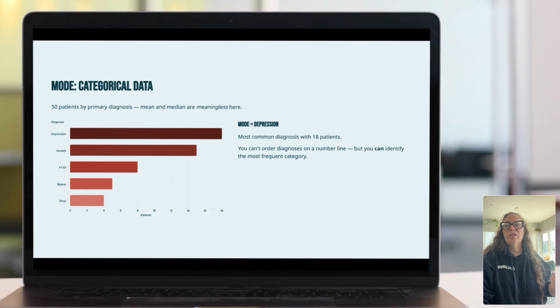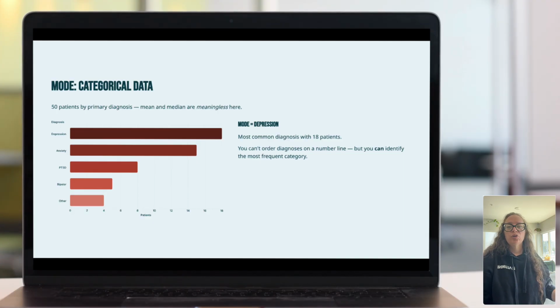So the mode is always an actual value in your data, unlike the mean or the median. The mode can't fall between values, so it has to be something you actually observed. So this works with nominal data. What's the most common eye color? Brown. What's the most common political affiliation? Democrat or Republican, depending on your sample. So you can find modes for categorical data where mean and median are impossible.